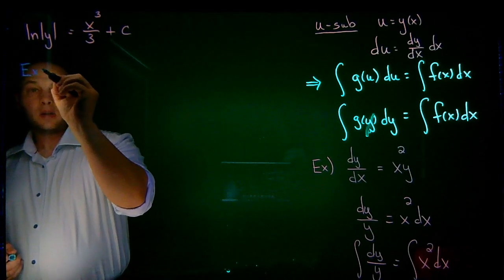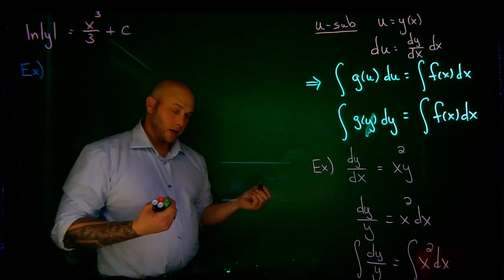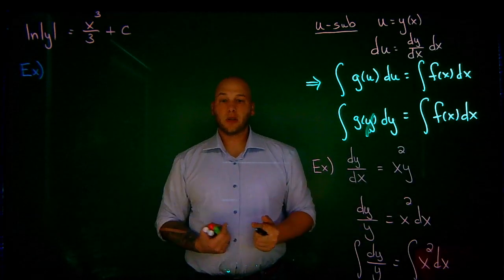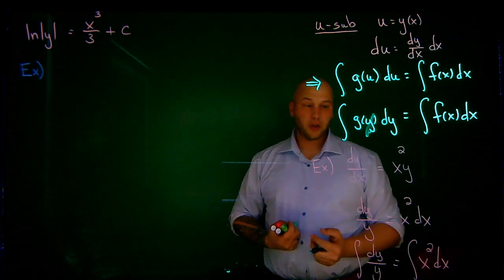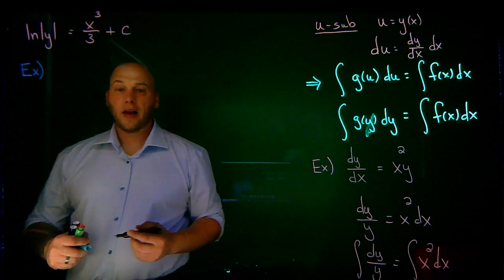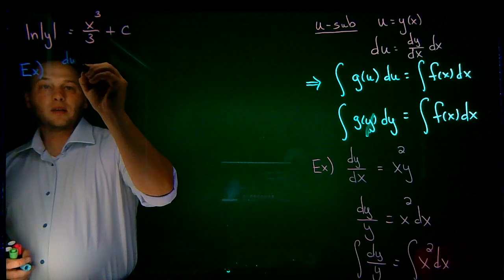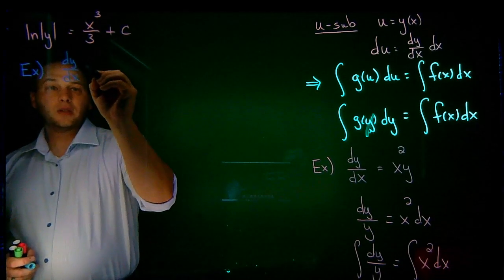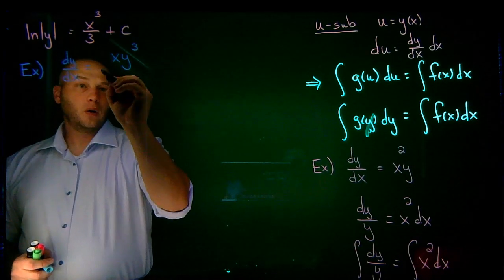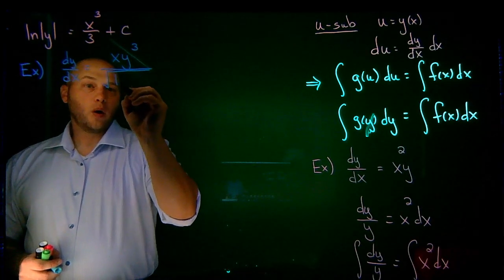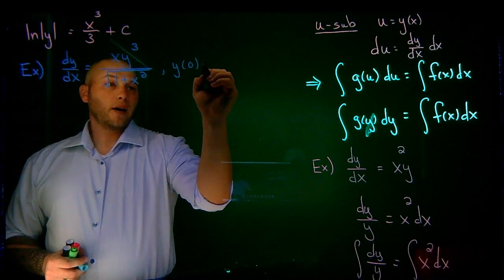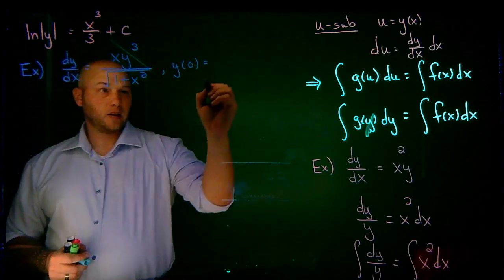I mentioned being able to solve for y, going from an implicit solution to an explicit solution, we might need more information about the unknown function, for example, an initial condition. So for our next example, let's go ahead and do an initial value problem. Let's say I've got the derivative of y is equal to xy cubed over the square root of 1 plus x squared, and let's say my initial condition is y of 0 is equal to negative 1.